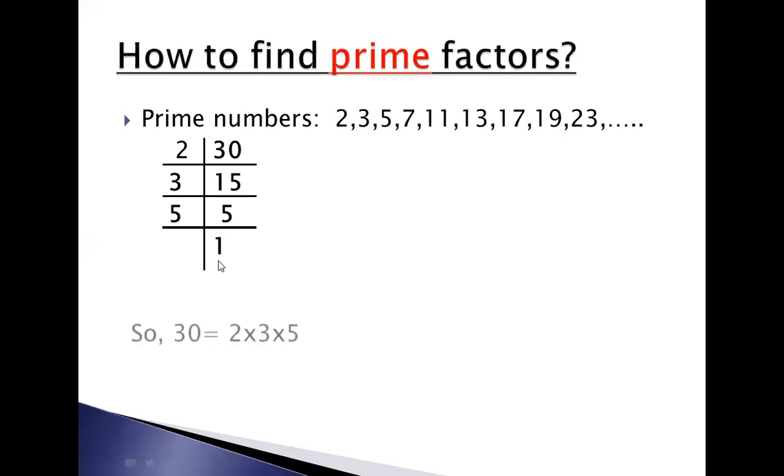Understand? So what you have to do is write the prime factors of the given number. Your given number is 30 and its prime factors are 2 multiplied by 3 multiplied by 5. In prime factorization, you have to multiply the numbers. So 2 into 3 is 6 and 6 into 5 is 30. Understand, students? Got it? Now move on to the next number.